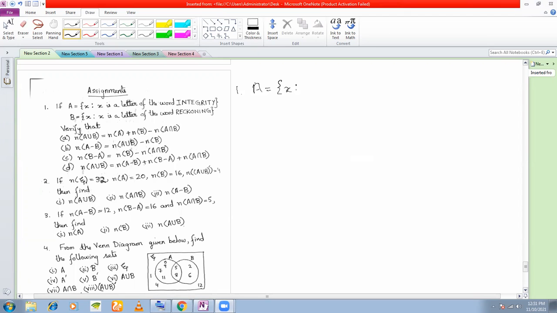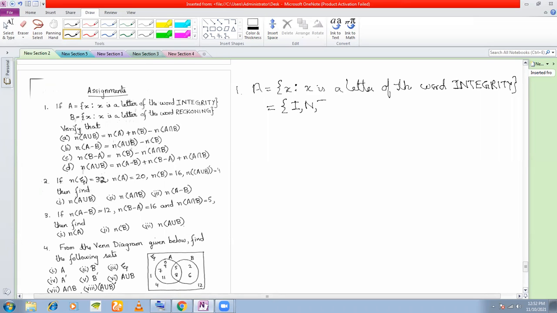Okay, x such that x is a letter of the word... okay. That means what is the set A in tabular form? So the set A consists of all these letters.